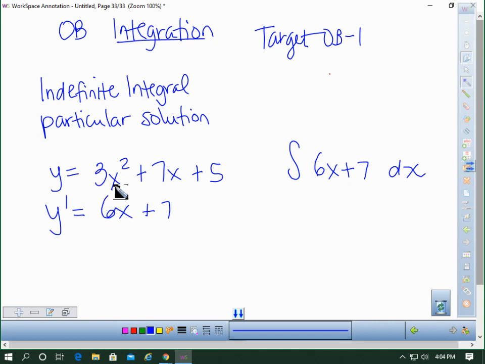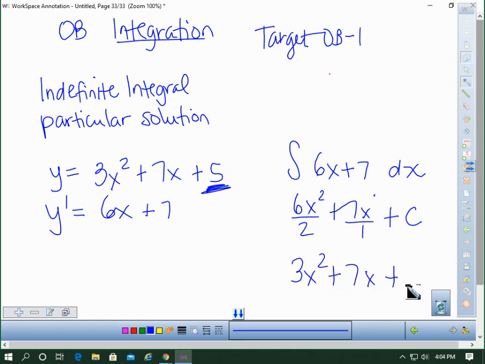So remember, when you're going forward, you multiply with your power rule and drop a degree. So here we're going to do the reverse. We're going to add a degree and divide by the new one. And then we have to put a plus c. So remember, we always put that plus c on the end because we don't know what that constant was originally. So we end up with 3x squared plus 7x plus c.